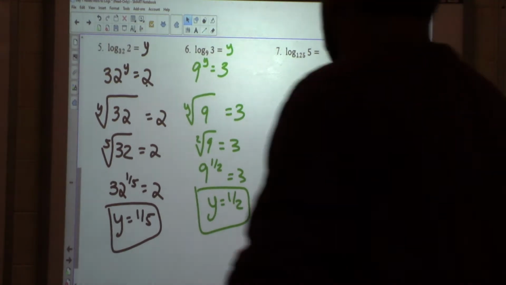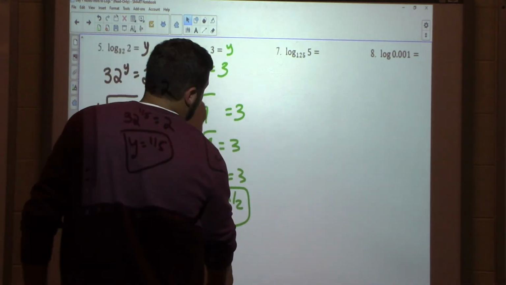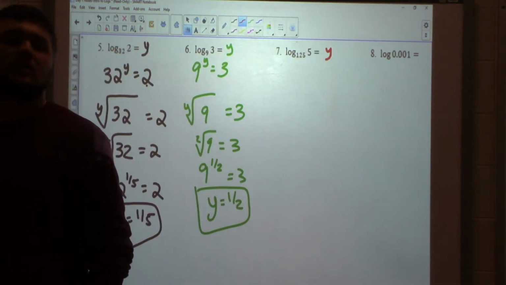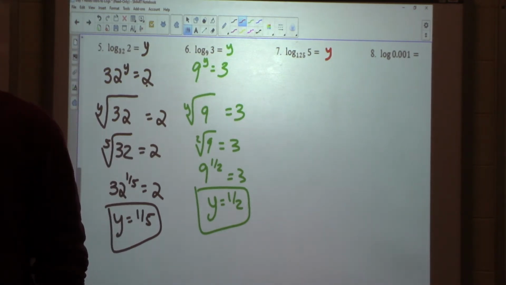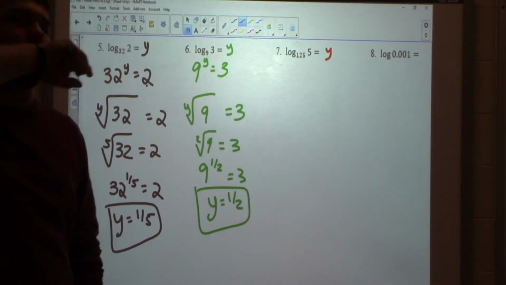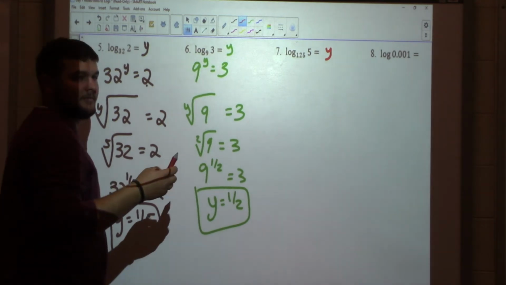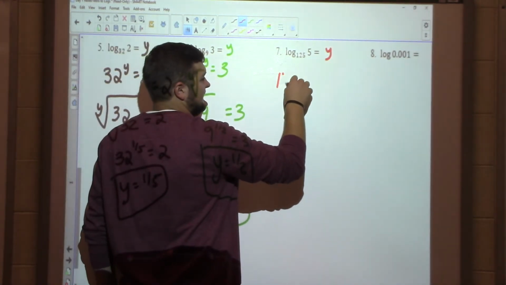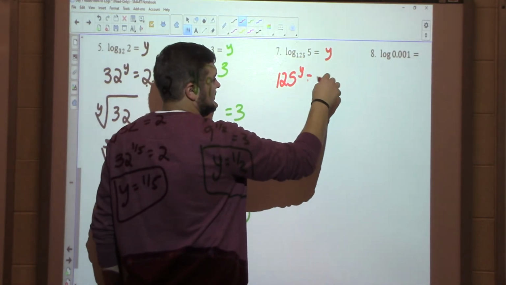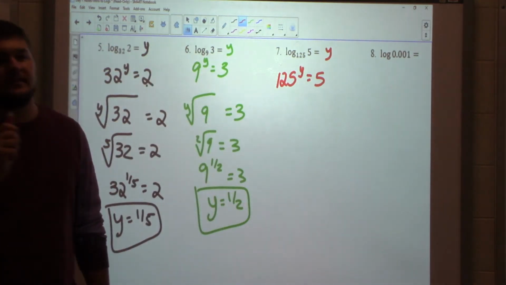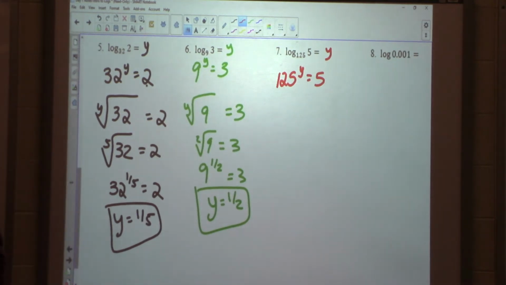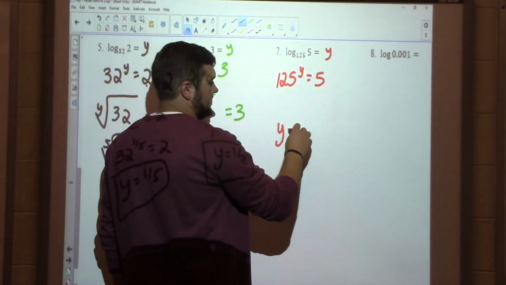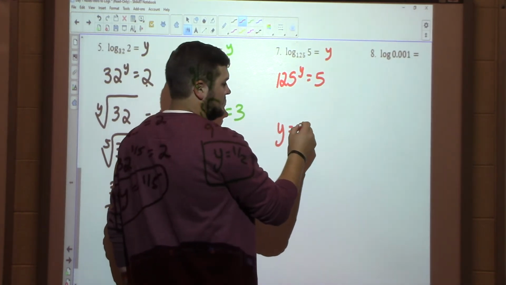Log base 125 of 5. Like I said, I'm going to set it equal to y so I can change to exponential form. Who got an answer to this one? Justin, what did you do? Walk me through it. So I said that is 125 to the y power equals 5. Good. And then I just went straight down the line. y equals 1/3.